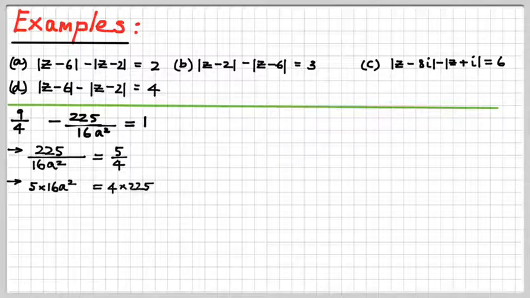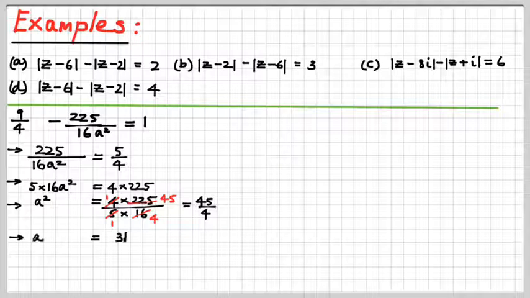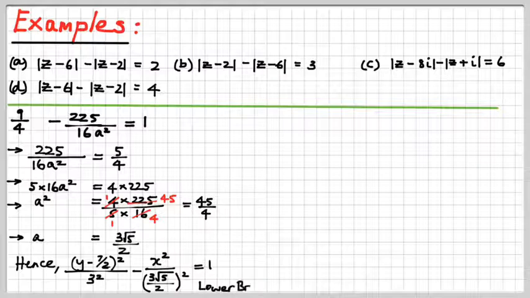Yes, looks pretty horrible, doesn't it? All right, so what's A squared? Oh, mercifully, there's some cancelling going to happen. 5 goes into the 225, 4 goes into the 16. And so we're looking at 45 over 4. So A squared is 45 over 4. We will put that into the equation, and I've put it in that form. And that's the lower branch of the hyperbola.